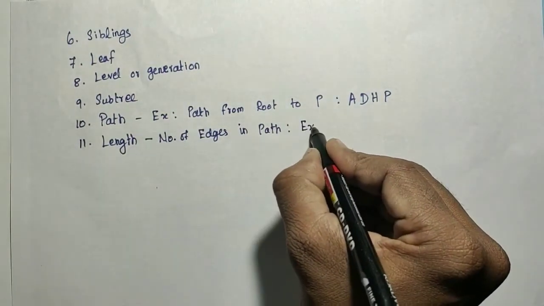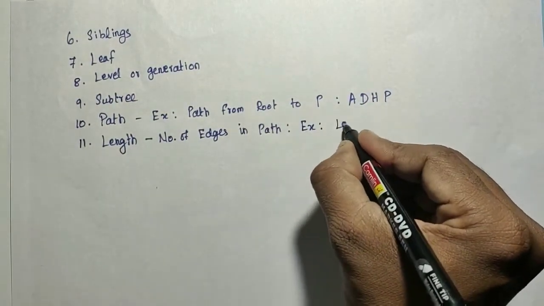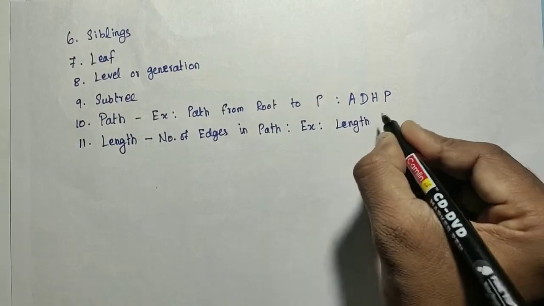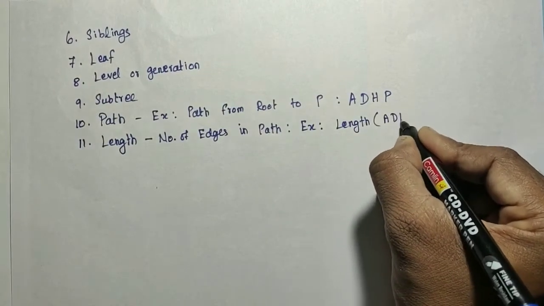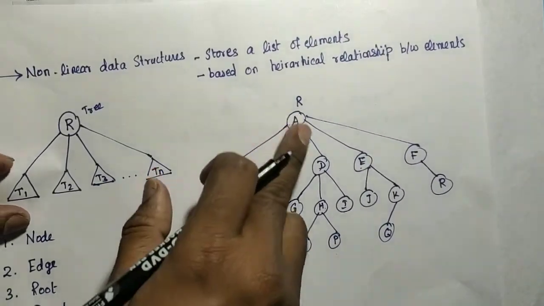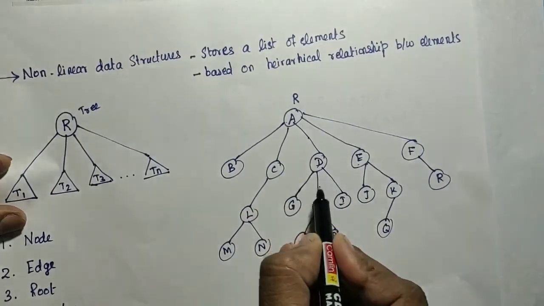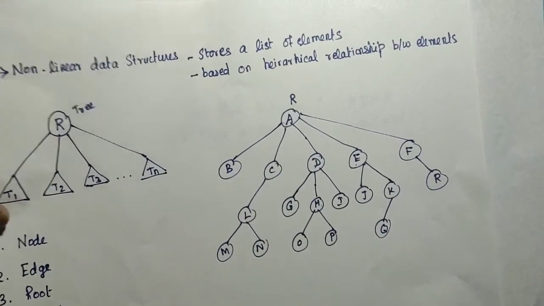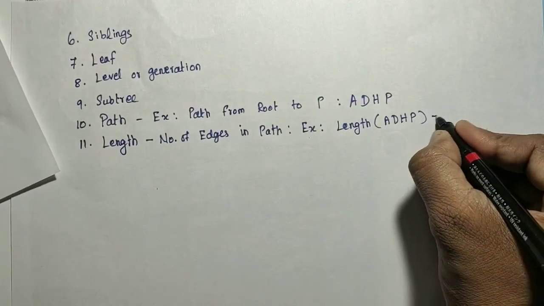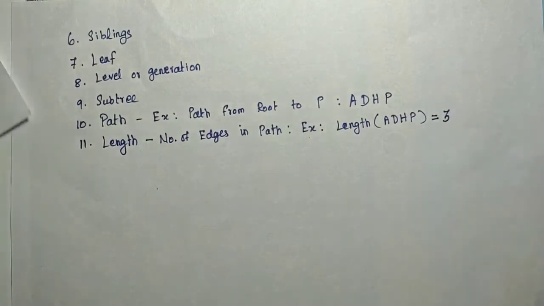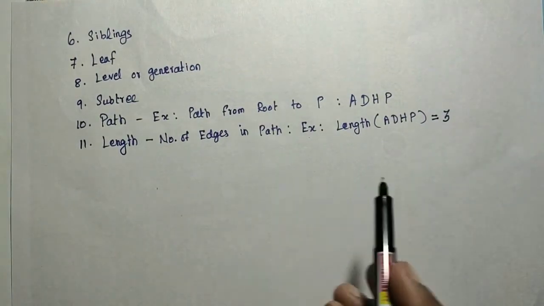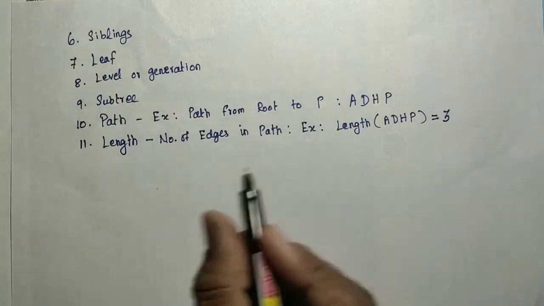Example, length of the path ADHP. How many edges are there? ADHP: 1, 2 and then 3. So this is one edge, 2 and then 3. So it is equal to 3. So the length of the path is nothing but the number of edges in a path. Length of a path.